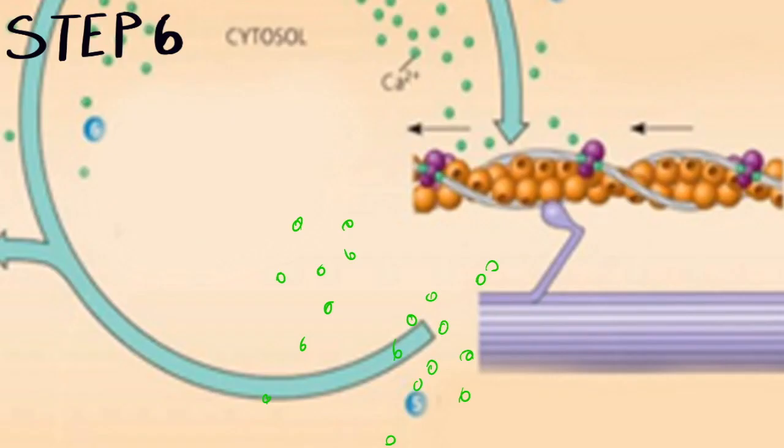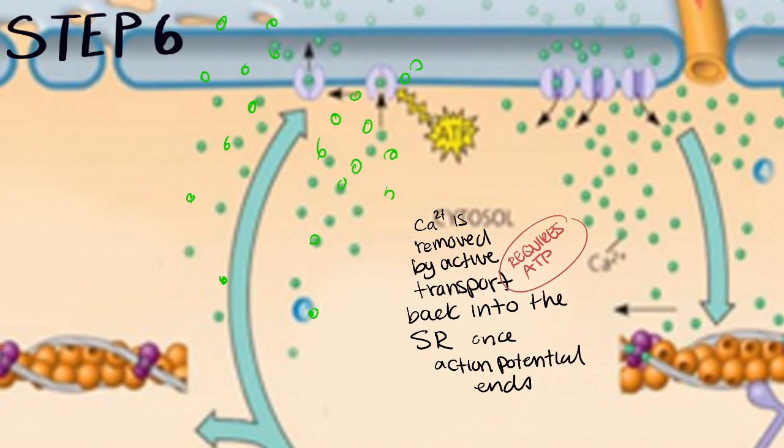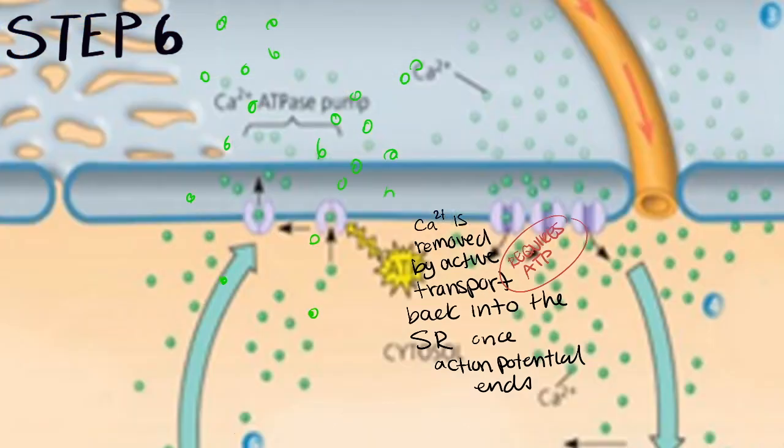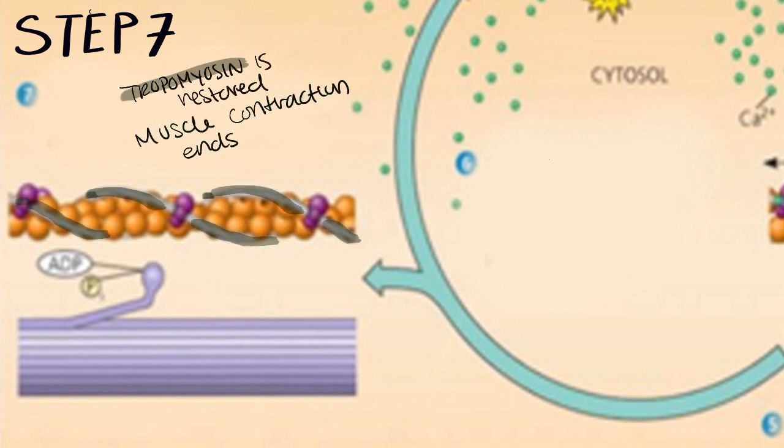Then we have cytosolic calcium ions being removed through active transport after the action potential ends and the message ends. Cytosolic calcium is removed through active transport because ATP is required to move the calcium against its concentration gradient. Finally, tropomyosin, which blocks myosin binding sites, is restored, and the contraction of the muscle ends, leading the muscle to relax.